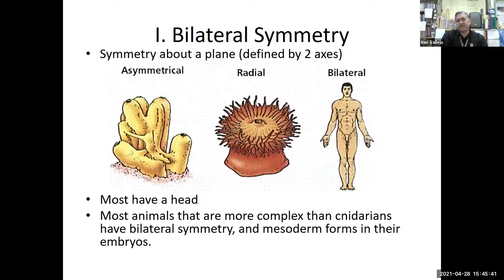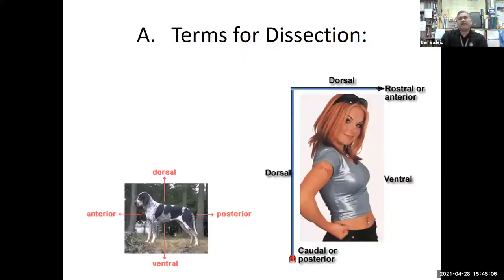We also see here at the end of this statement, mesoderm forms in the embryos of organisms that have bilateral symmetry, and we're going to see that the worms have mesoderm, but we have not yet seen those in the sponges or the cnidarians. Before we get started, we need to be familiar with these terms for dissection.